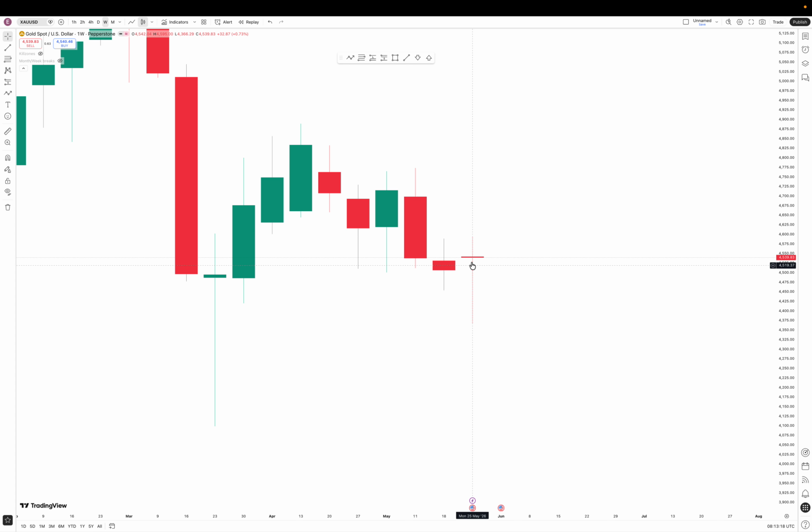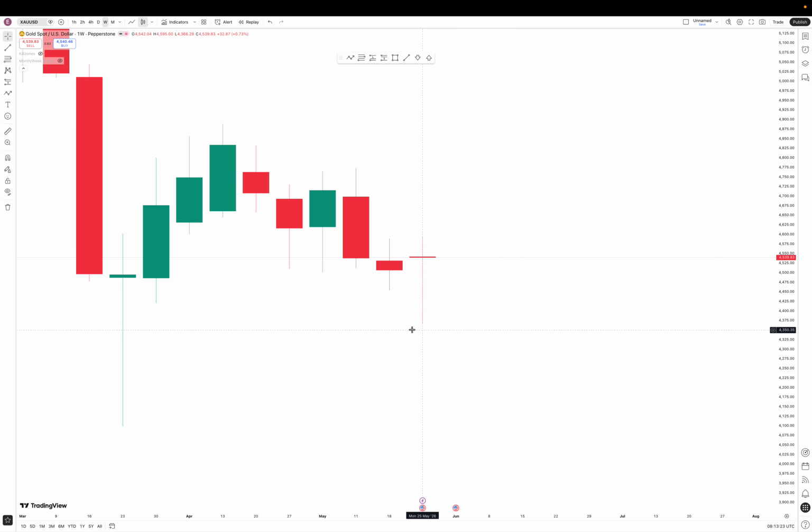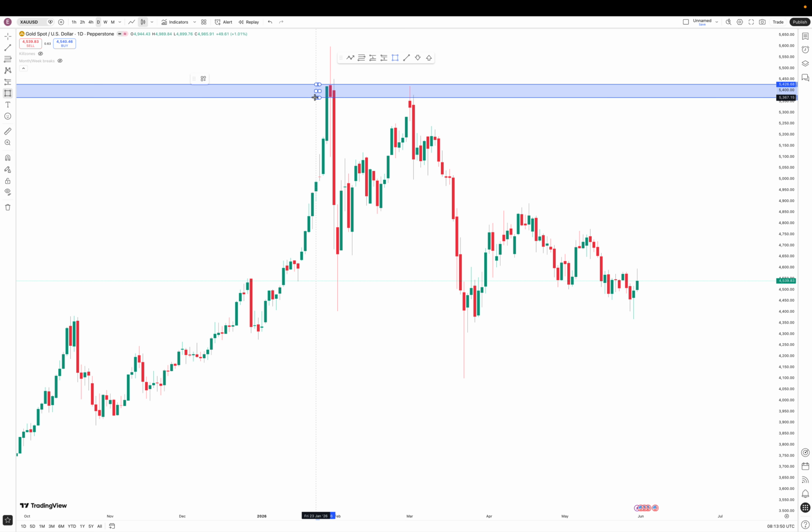But as you can see, the rejection was very long, about 170 pips rejection. So you can see that's much. Let's go down to the daily time frame and draw the zones and break the chart down. First of all, this is my supply zone, big price.